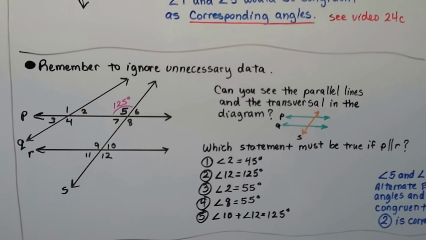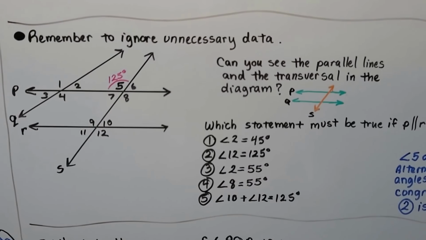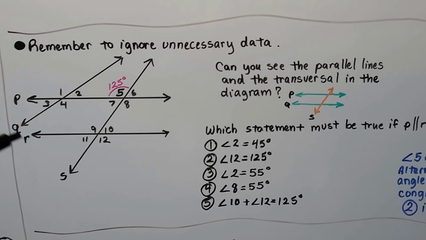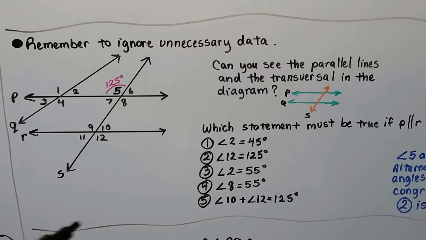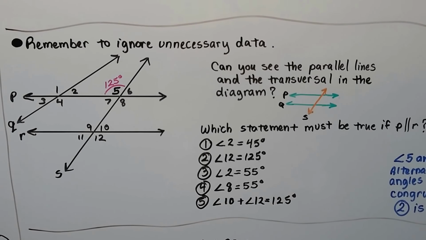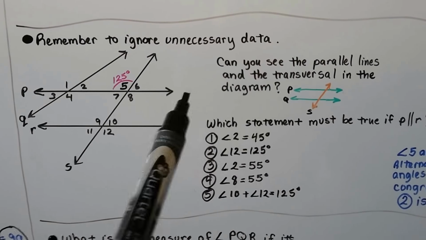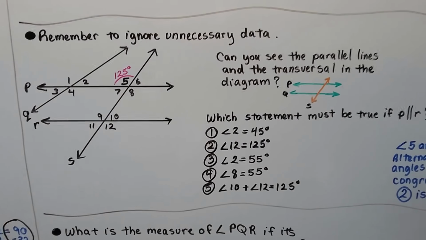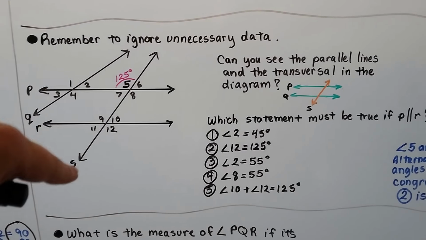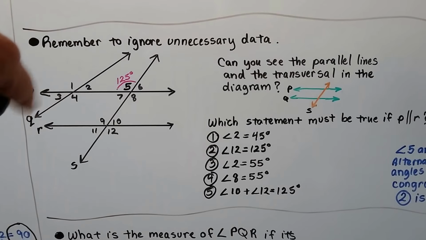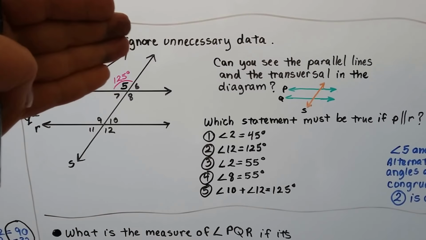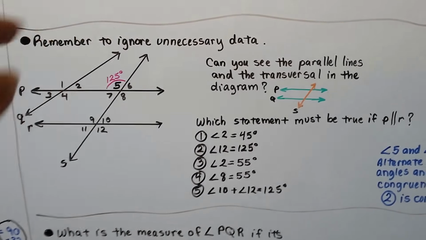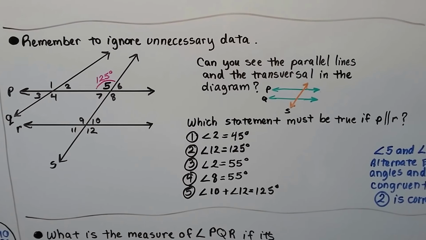And also remember to ignore unnecessary data. If we've got a drawing like this, we've got line P, line Q, line R, and line S. Can you see the parallel lines and the transversal in the diagram? It looks like this. This line and this line are parallel. These two are parallel. And then this is the transversal we're going to be working with. So we're not even working with Q. So if you can ignore this and not pay attention to it, that's what we're working with. See the parallel lines and the transversal? So be very, very careful if they throw in extra information like that.